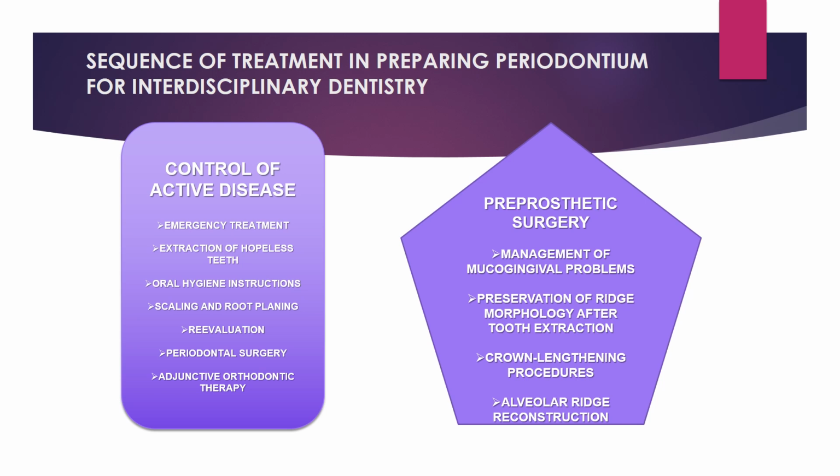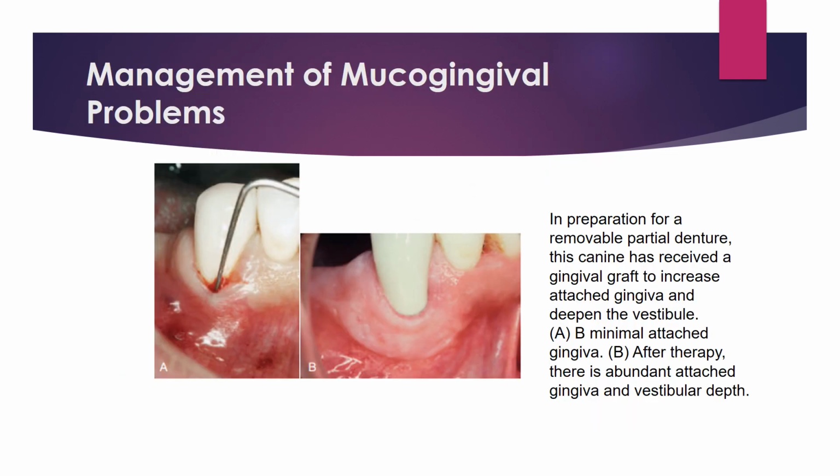Pre-prosthetic surgeries. Under that, management of mucogingival problems, preservation of ridge morphology after tooth extraction, crown lengthening procedures, alveolar bone reconstruction. Management of mucogingival problems. These mucogingival problems are usually associated with aberrant frenum, decreased vestibular depth, and also decreased attached gingiva. So this is the case where it is indicated for the RPD.